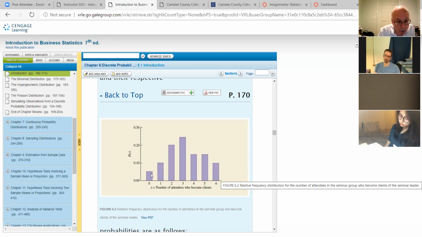So, for example, the number of attendees who become clients, it looks like this bar is halfway between 0 and 0.1, so we'll say 0.05. A table would be better, right? Because we're guessing it's 0.05, it could be 0.045, it could be 0.055, it's possibly something else. This one is 0.10, this one's 0.2, this one's 0.25, this is again 0.15, 0.15, and 0.1.